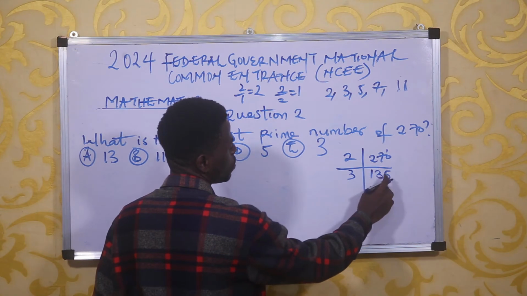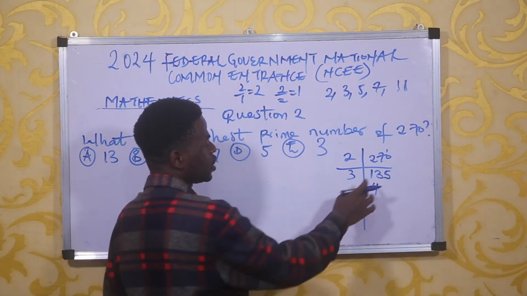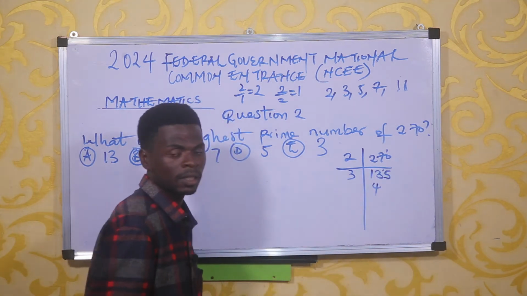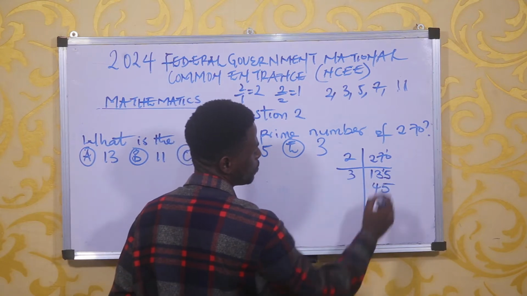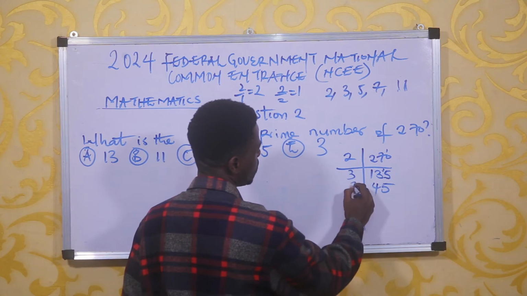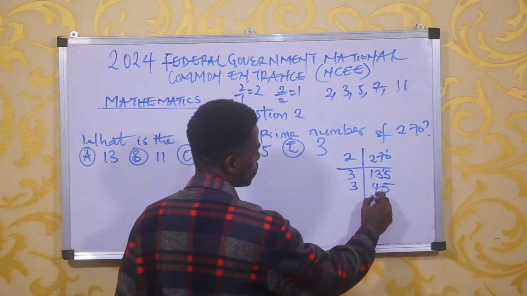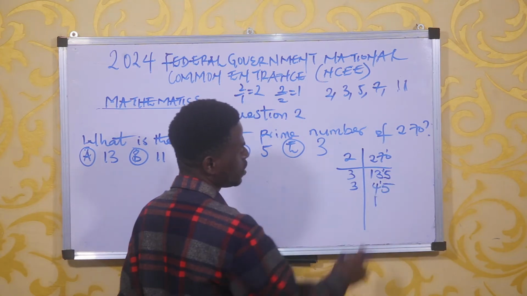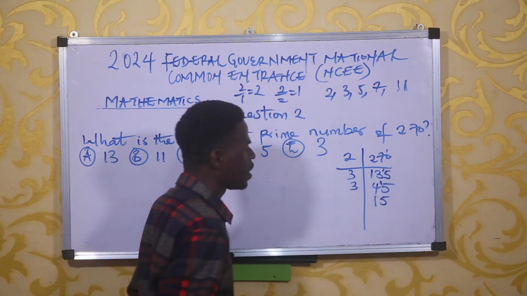3 in 13 gives us 4, because 3 times 4 is 12. Take note of that. The remainder is 1. Then this becomes 15. 3 in 15 gives us 5. Then 3 can still divide 45. 3 in 4 gives us 1, remainder 1 as well. Then this becomes 15. This 3 in 15 gives us 5.